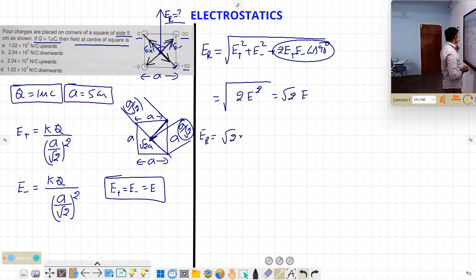So now ER, the resultant electric field intensity, is equal to root 2 times the electric field. What is the electric field formula? K into Q. What is the K value? 1 by 4 pi epsilon naught, into Q by the distance, that is A square by 2, where the 2 can be moved to the numerator.